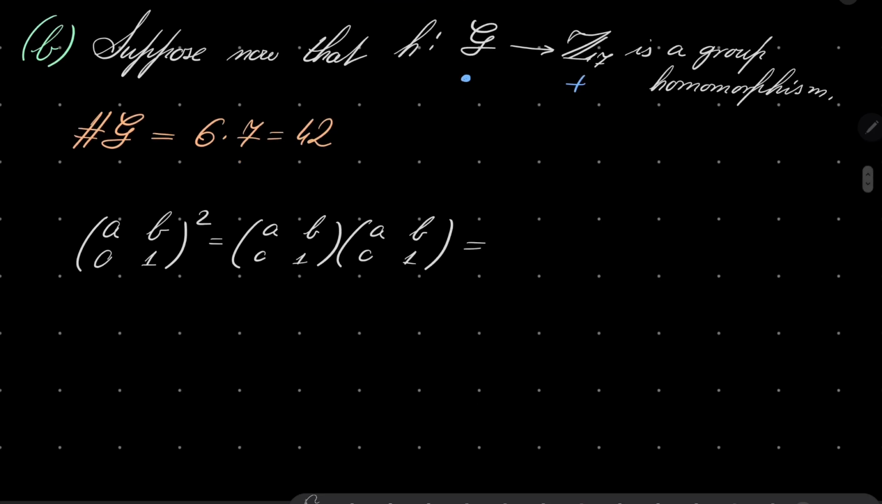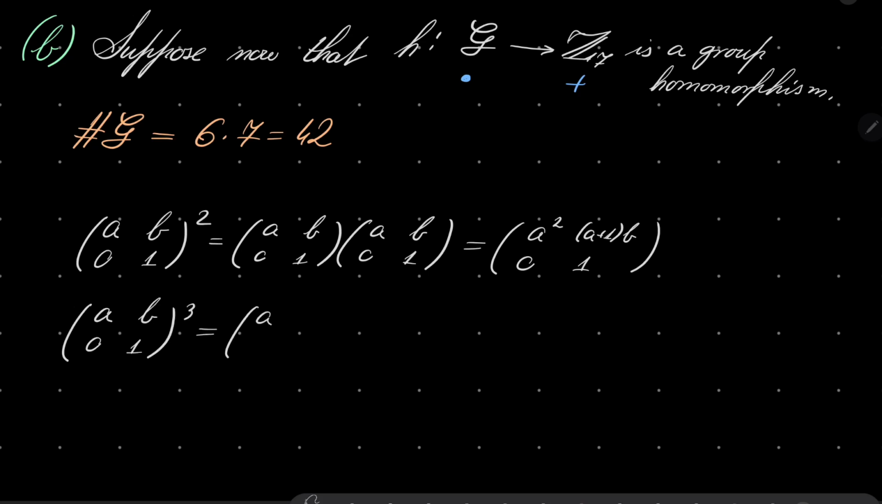Computing the square, it's A squared, 0, 1, and here we have AB plus B, or (A plus 1)B. Let's write it in this way, (A plus 1)B. I wish also to compute its cube. Well, to compute its cube, I will take [A, B; 0, 1] and multiply it by the square, which I have right here: [A squared, (A plus 1)B; 0, 1].